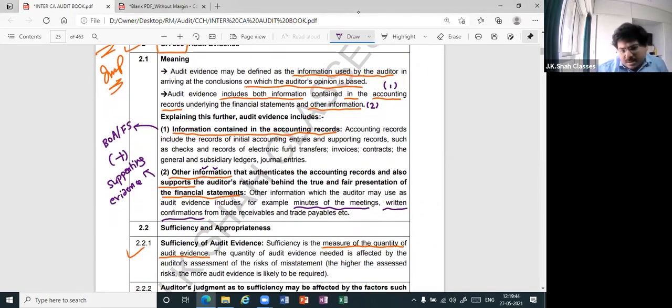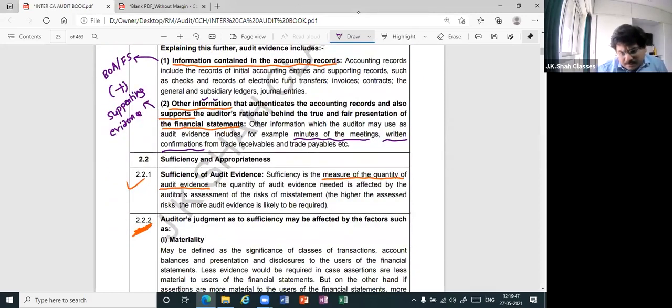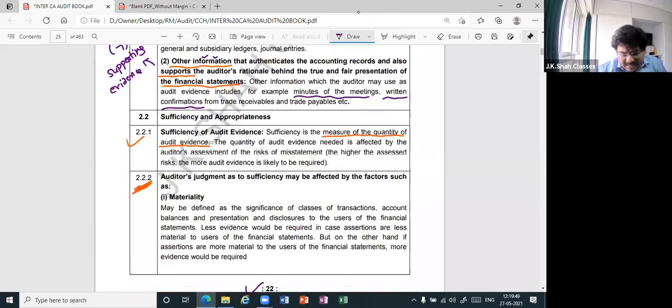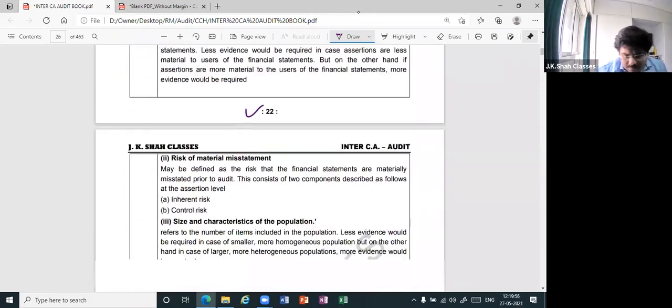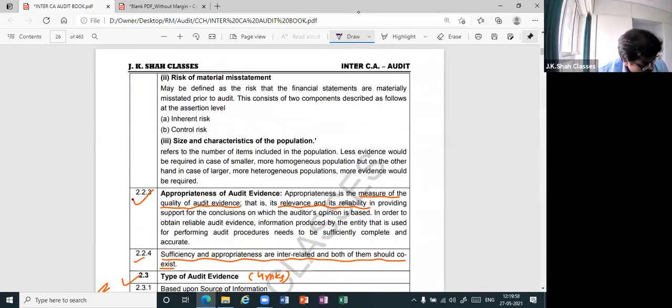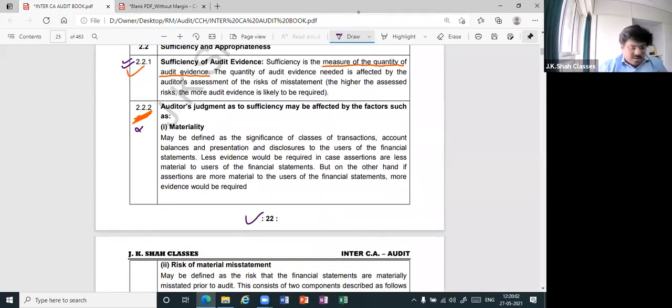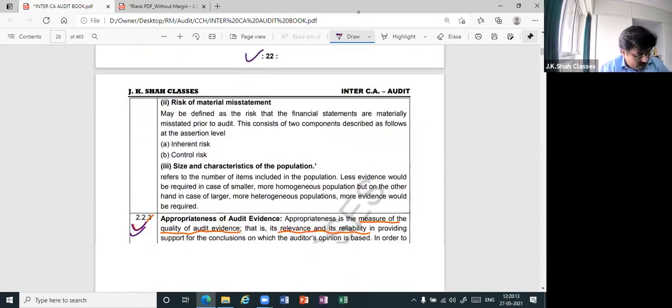Come on, you've done this part? Very manageable. Okay. Thereafter, what we have is nothing but sufficiency and appropriateness. I just want you to read this part 2.2.1 and then 2.2.3. Don't read 2.2.2, because you require materiality knowledge for that. That I will come to later. Don't worry. Sufficiency is a measure of quantity. And obviously, here you are talking about the quality.